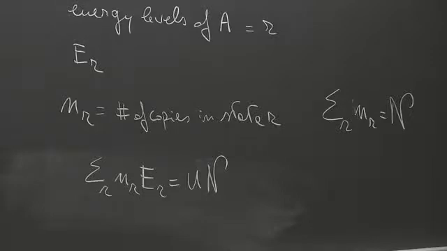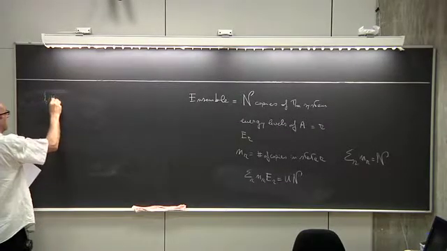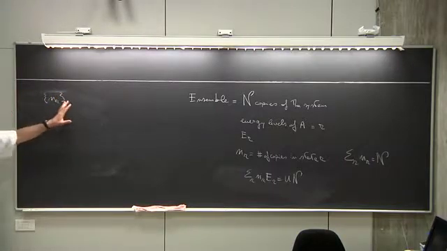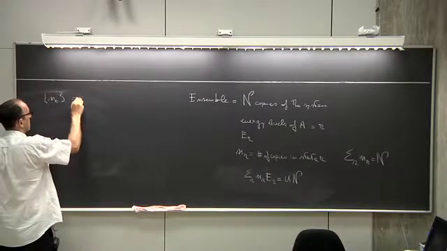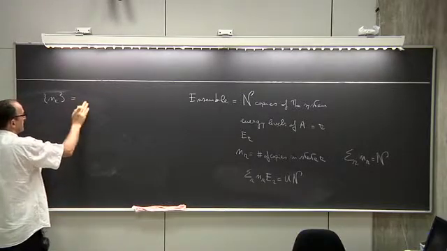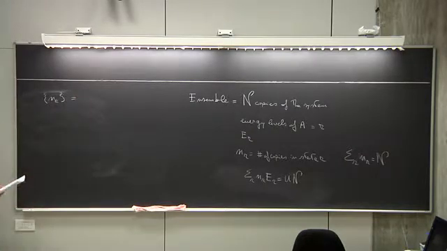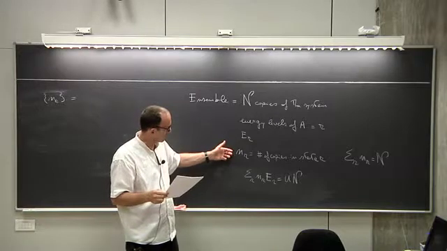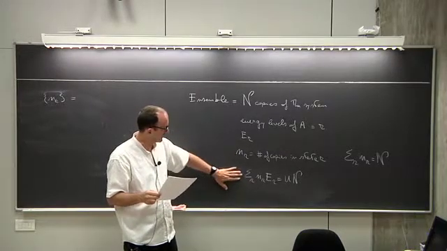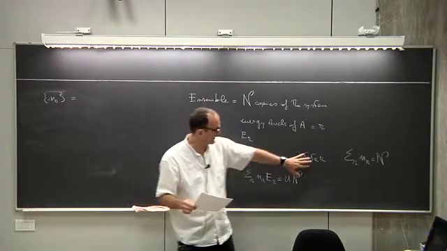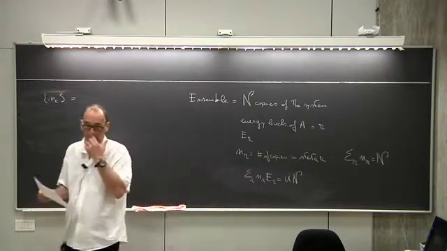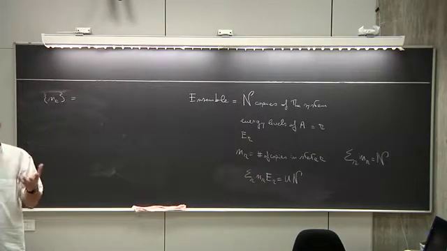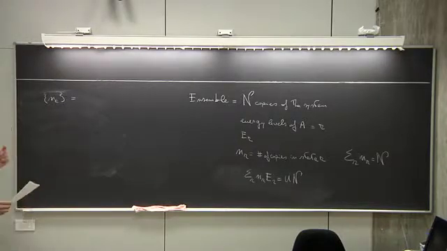So what is the probability that I will find... the state of my ensemble will be specified by the collection of all these numbers. This will specify the state of my ensemble. And you have to think that any assignment of these numbers which satisfies this constraint and this constraint, we want to give to this assignment an equal probability.